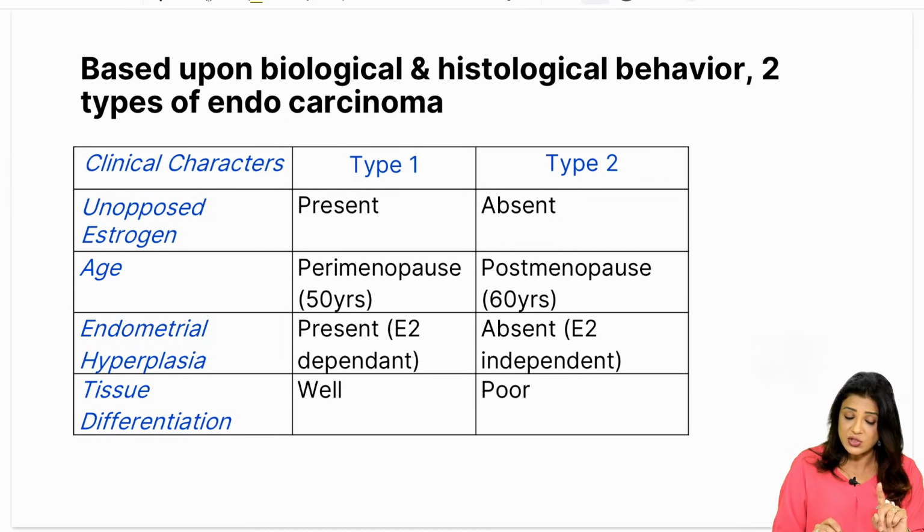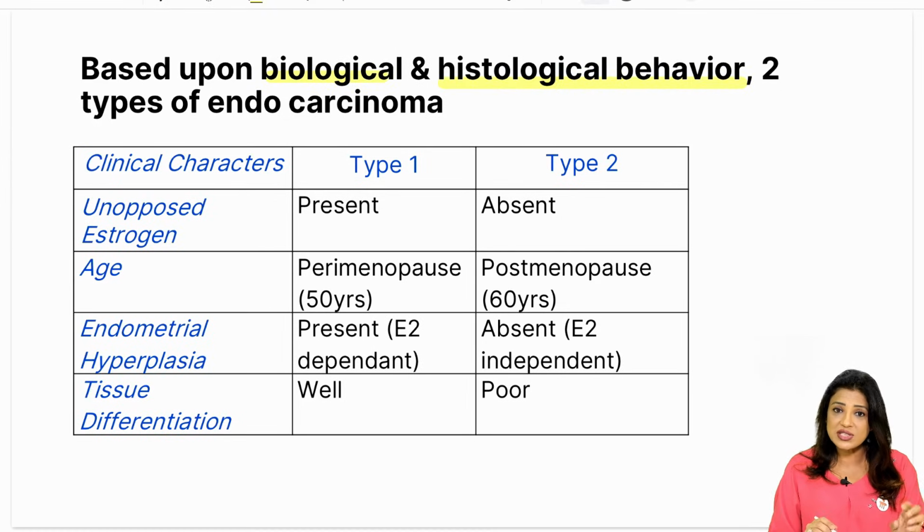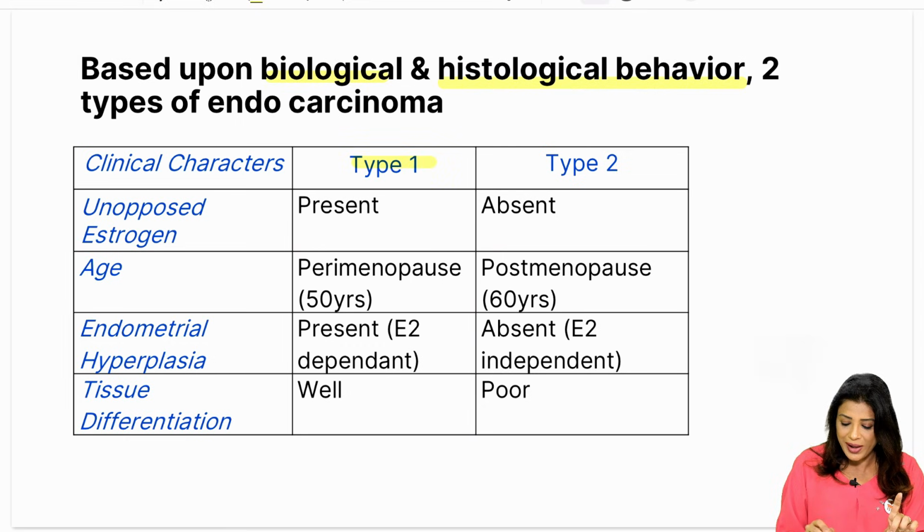Based upon the biological, histological behavior, and not just the histological, the invasive behavior and the ploidies, the kind of genes they express, it is divided into type 1 and type 2. Okay. Now the characteristics, first of all, the unopposed estrogen.